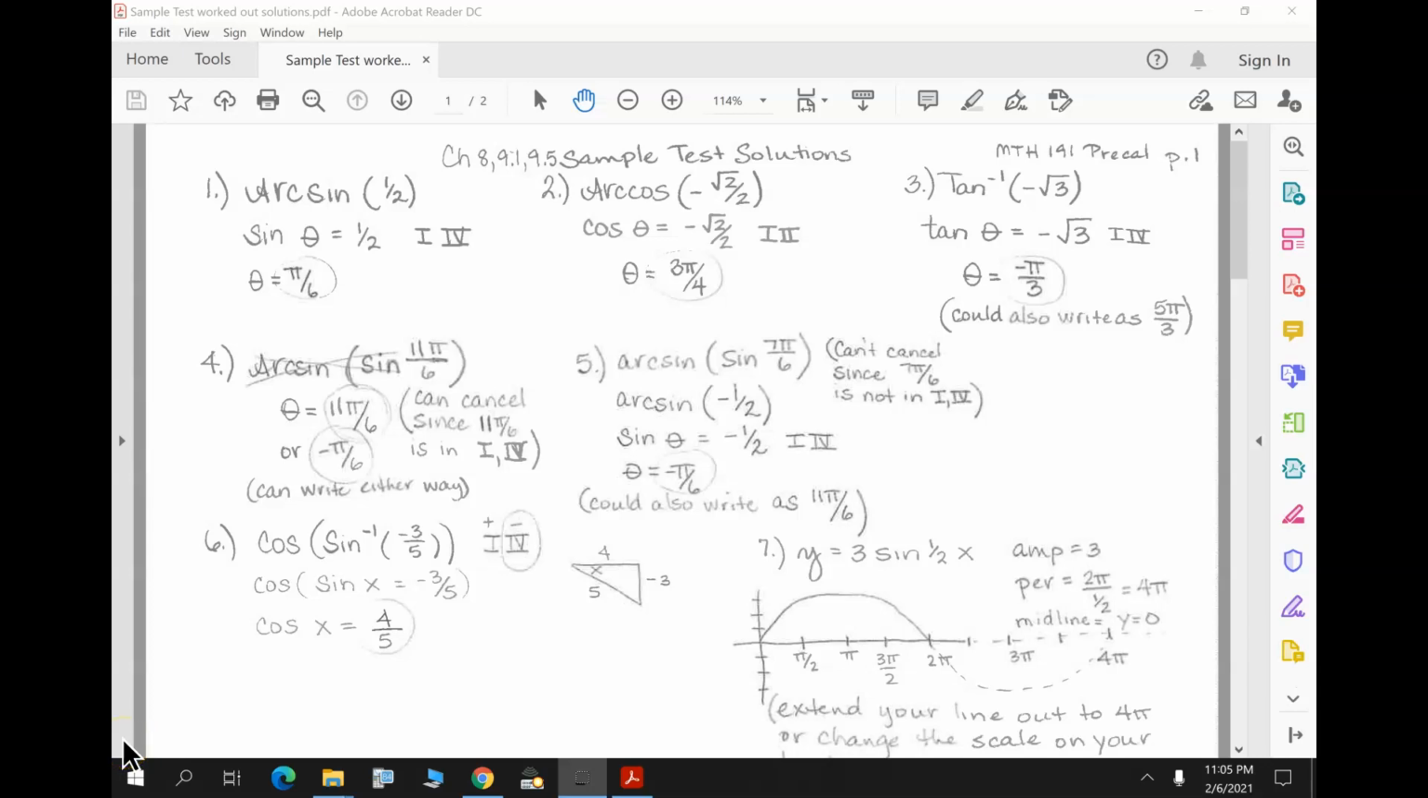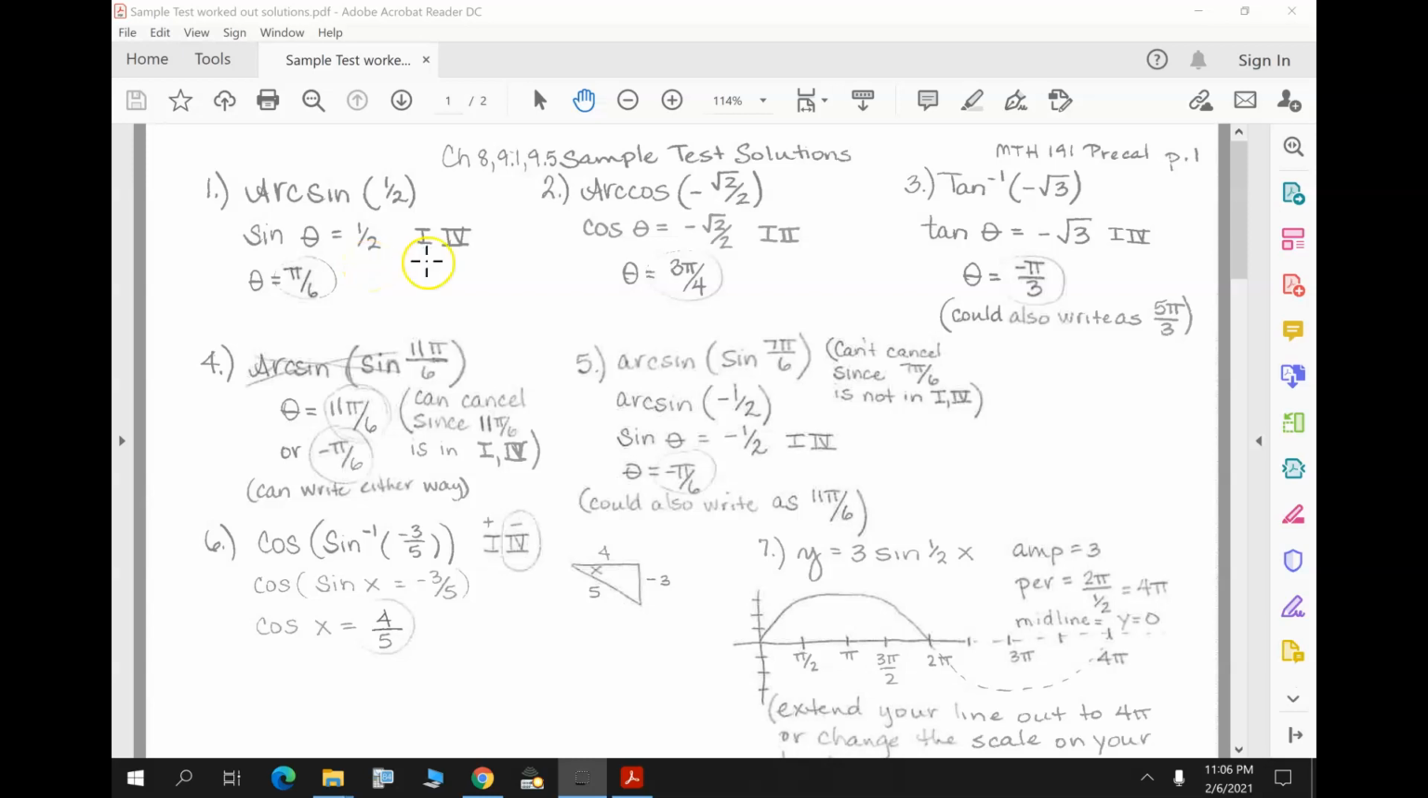All right, let's look at the solutions for our sample test. For number one, we have the arc sine of 1/2. Remember that arc sine literally means inverse sine. So that means that sine theta equals 1/2. We're playing Jeopardy. They're giving us the answer and they're looking for the question.